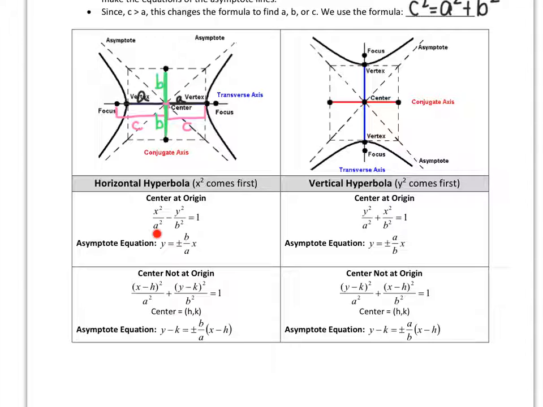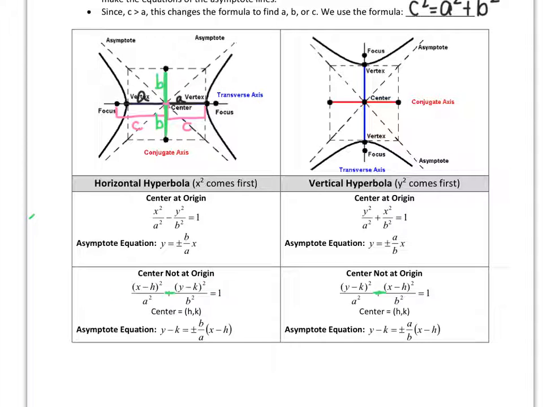It's x squared over a squared minus, this time, y squared over b squared equals 1. And if the center is not at the origin, again, it's x minus h squared over a squared. Oops, this should not be a plus. Please fix that. This should be a minus, and this should be a minus. So the two formulas are x squared over a squared minus y squared over b squared equals 1, and then this one when the center is not at the origin.